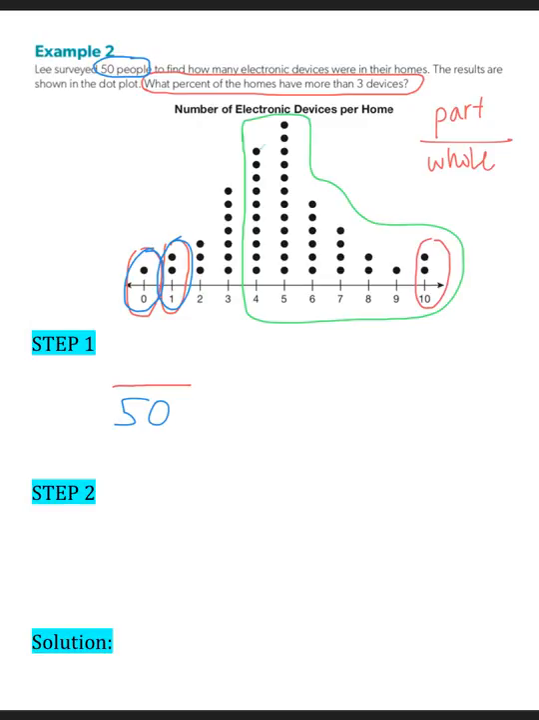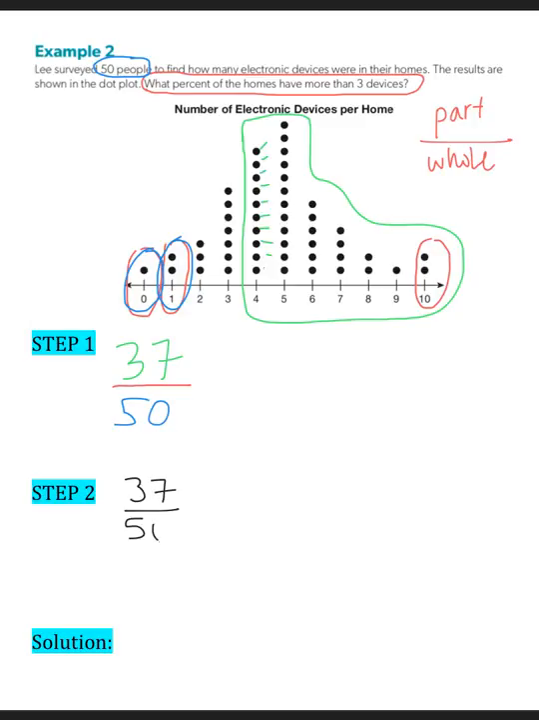If you count every single dot, and we go through and we count all the little dots, then we end up with 37 dots. Now we have our part to whole comparison. So we have a fraction that's showing us the percent of homes that have more than 3 devices. So 37 homes have more than 3 devices out of a total number of 50. Second step is we're going to have to convert 37 out of 50 into a percentage.